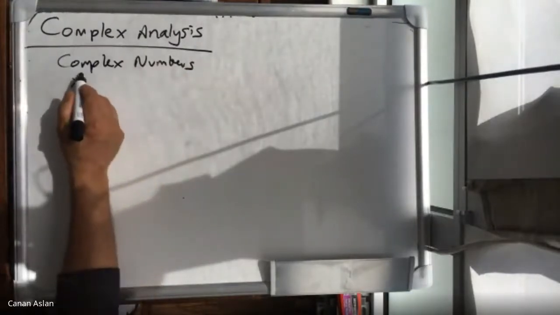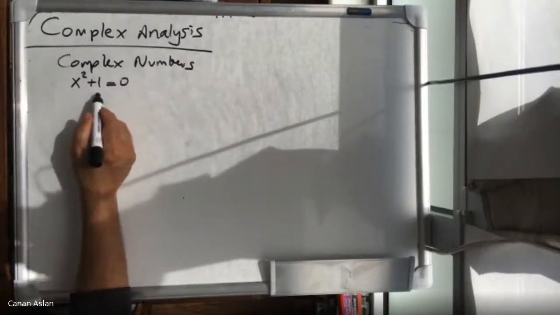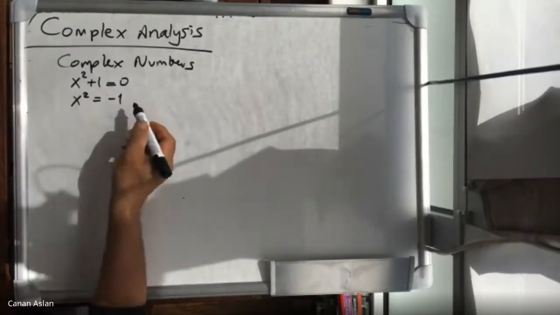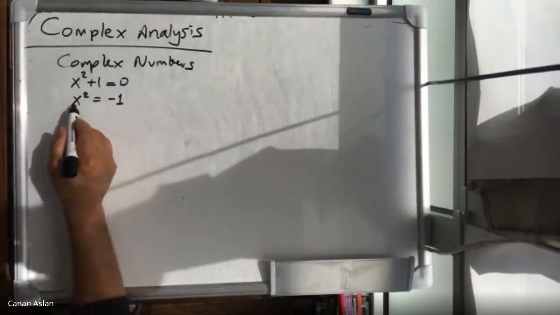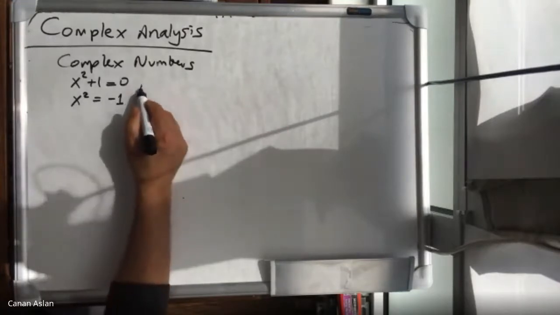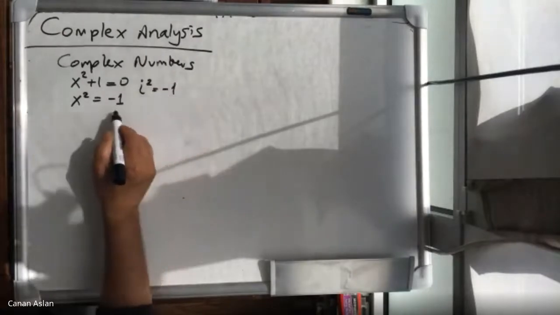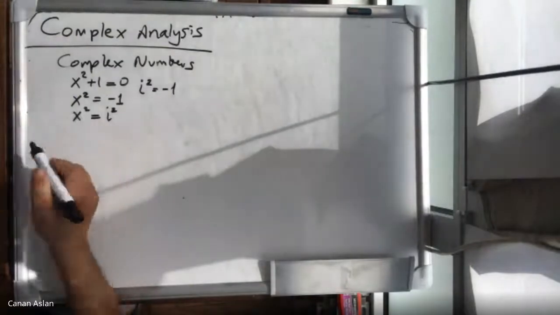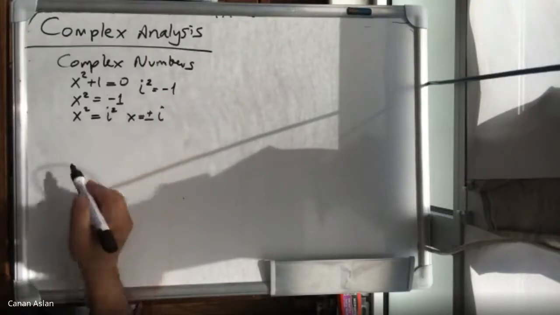We know that if we have x squared plus 1 equal to 0, the solution of this is not real, because x squared will be equal to minus 1 and the solution will be complex, because there is no such number to give you minus 1 when you square it. That's why we make a new definition. We say that the square of i is minus 1, and then you can write this as i squared, okay? x squared is equal to i squared, and here x will be equal to plus and minus i, the solution.